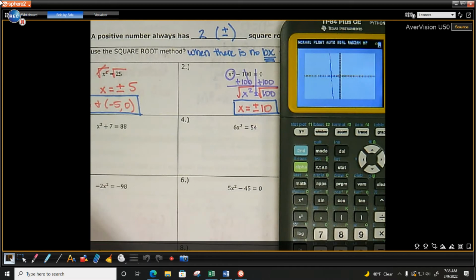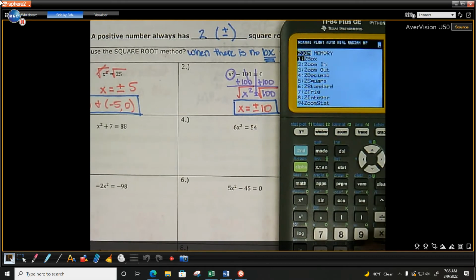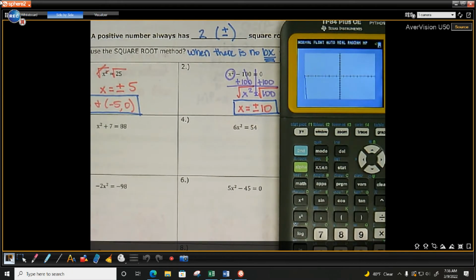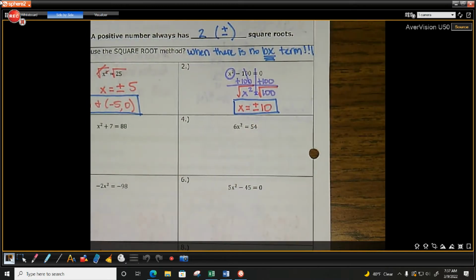Now do you see it hits twice? And then you could go back and do zoom standard. Good? Do we like this method? Way shorter than factoring, yes? Now again, the reason we can't always use this is because it's limited to when you don't have a bx term.